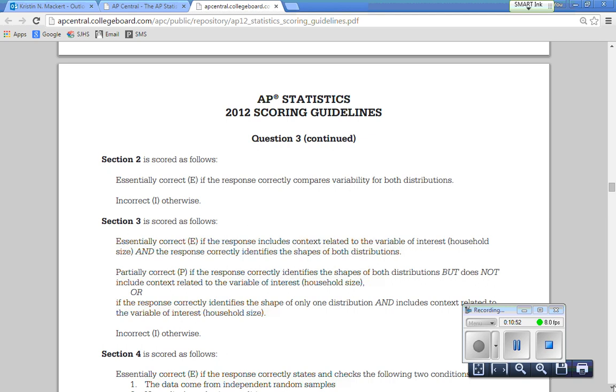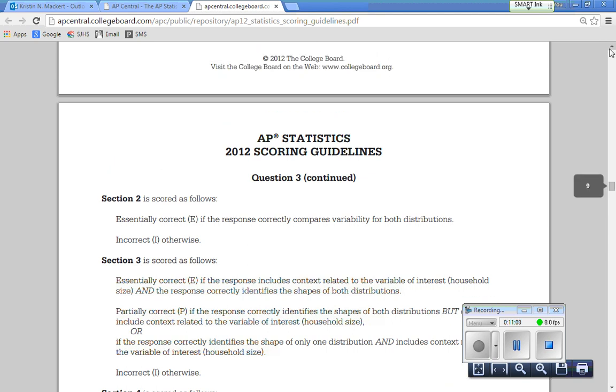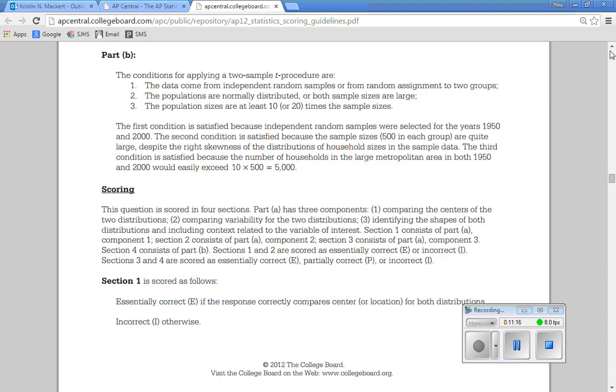They only counted the context for section 3. No, not for center. I think it was just E or I. You either had it or you didn't. You either compared them or you didn't. Hang on, center. E or I. No P. It'd be I if you didn't compare the center.